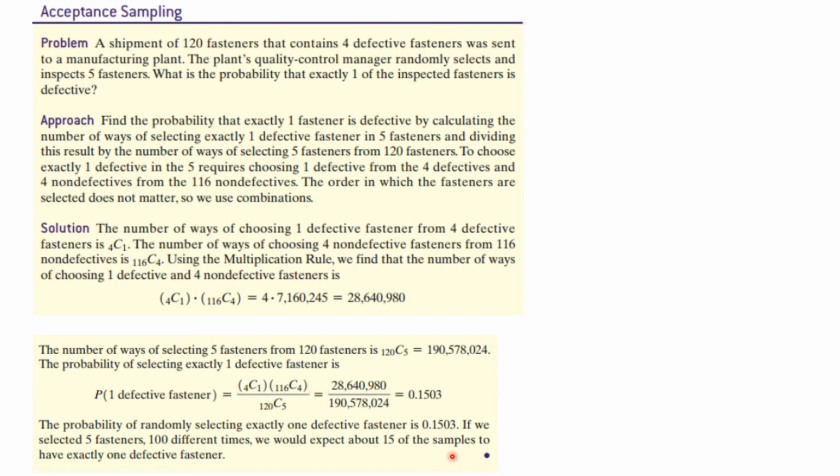And so that's the probability of selecting exactly one defective fastener. Another way to say that is if we selected 5 fasteners 100 different times, we expect about 15 of the samples to have exactly one defective fastener.